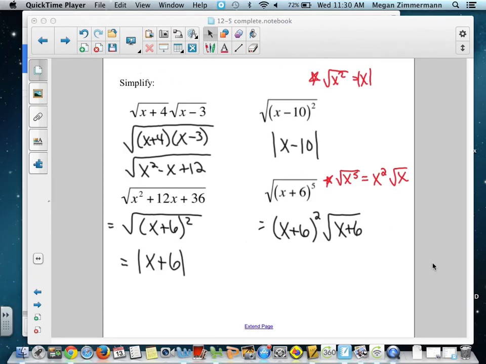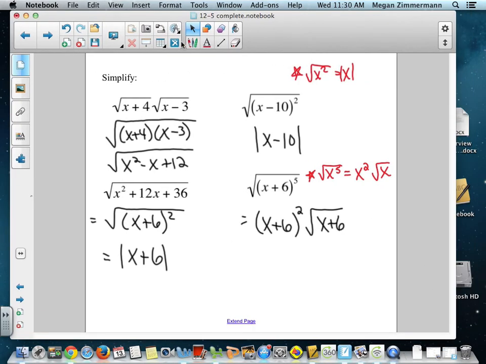Okay, so we have to simplify the square root of x plus 4 times the square root of x minus 3. So I just rewrote it under all one square root so I can see what I'm working with. So we have the square root of x plus 4 times x minus 3. They're not repeated factors, so x plus 4 is not the same as x minus 3, so we can't take the square root of that.